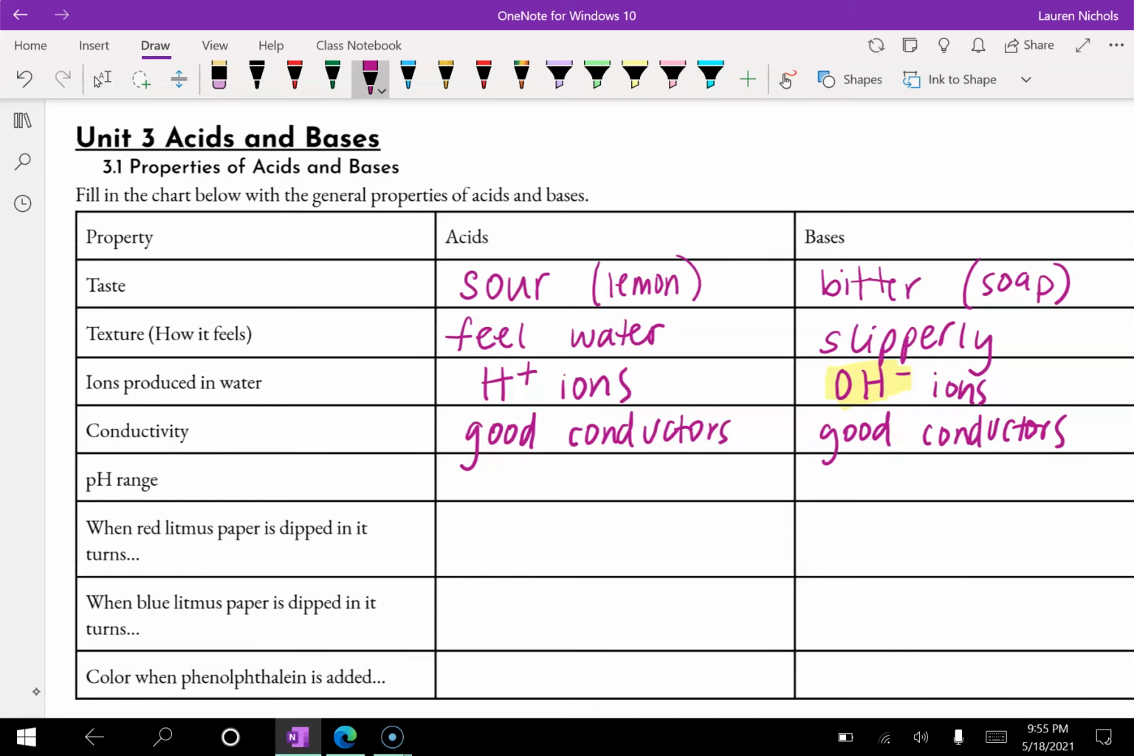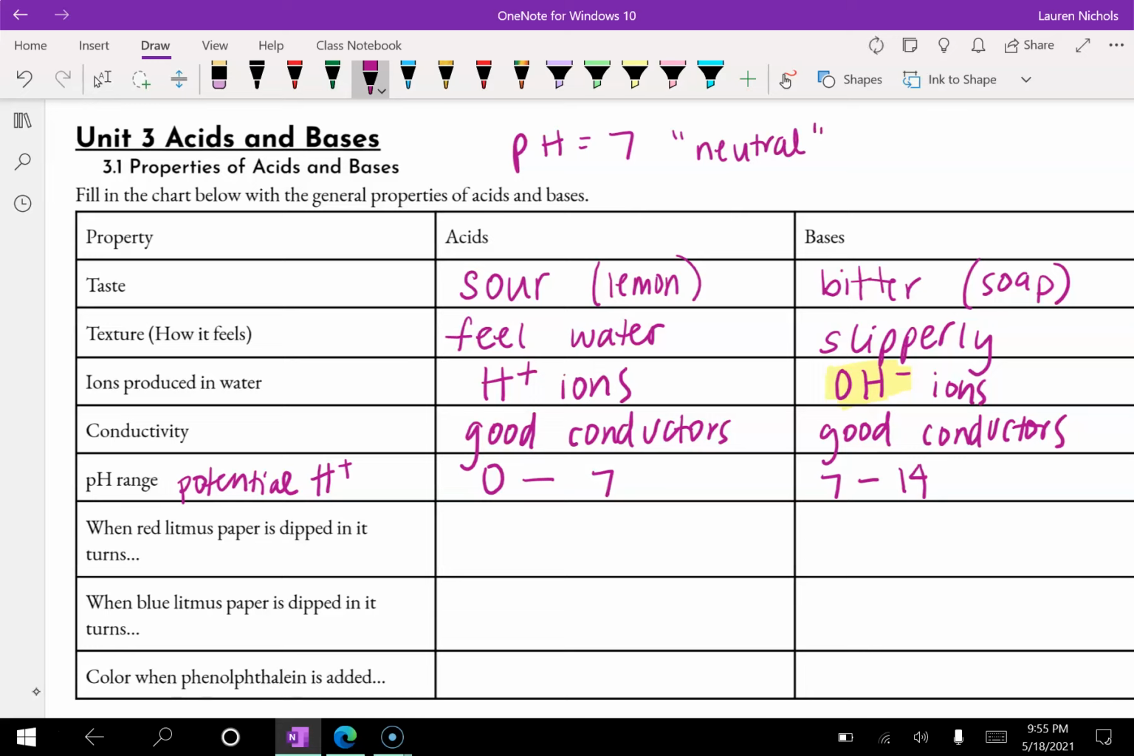Now, when we look at the pH range, pH stands for potential hydrogen or potential H plus. And so since acids produce a lot of H plus, they have a low pH, so 0 to 7, whereas bases are going to be higher than 7. So you're going to see like 0 to 14. Now, if you actually have a pH of exactly 7, we call that neutral. So typically, pure water would be an example of something neutral.